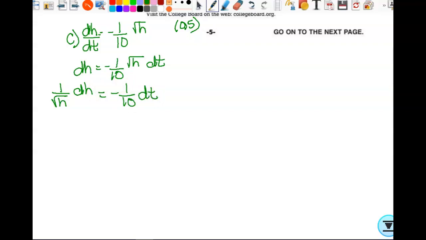So now that I have them separated, what am I going to do next? Integrate, right? So I'm going to integrate both sides. This is really the same thing as h to the negative 1/2 power, right? So when I integrate it, I add 1 to the exponent, so this gives me h to the 1/2 power. Then I divide by my new exponent. Dividing by 1/2 is the same as multiplying by 2. That's equal to, this is just a constant, so this will be negative 1/10 times t, and then plus c.